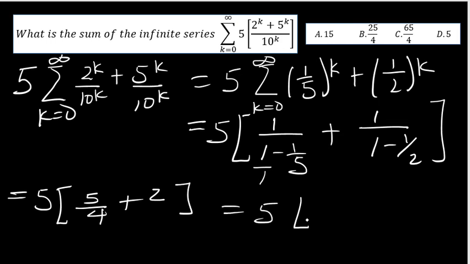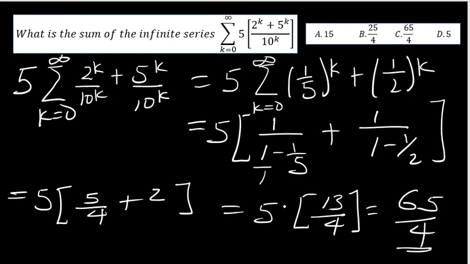Which will be 5 in bracket. When you add this one, it will be 8 plus 5, which is 13 over 4. Then when you multiply, it is going to be 65 over 4. So the answer will be C.